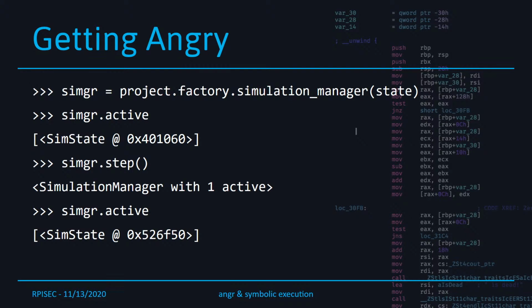So we can just ask the project to give us a simulation manager, and basically it's a big bag of states that intelligently picks the right one to try advancing at any given time. If you ask it for the simulation manager from the starting state, you'll see that we begin at this entry state, and then as we take steps, it'll tell us how many different paths it's currently trying. So here I took a step and we have 1 active state. And you see it has moved. It went from 40, 10, 60 to 52, 60, 50.